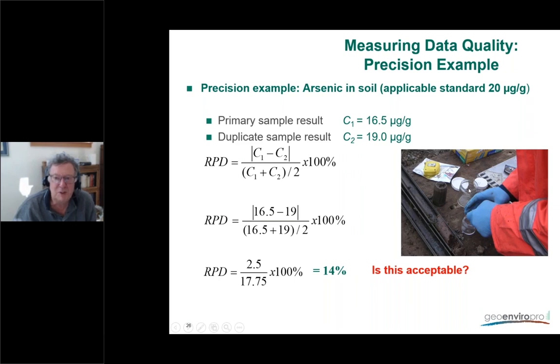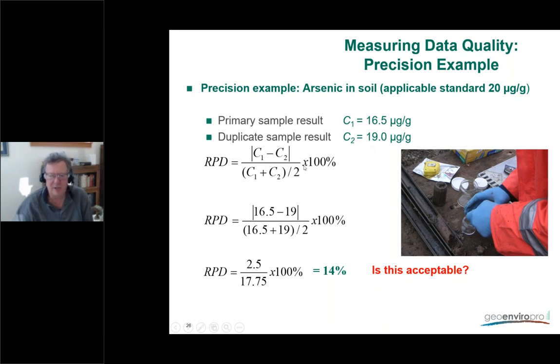We rarely do that because you'll lose volatiles, for example. So we fill up the jars usually consecutively, so they're not true duplicates. You need to remember that. In this example, one jar for arsenic came back with 16.5 microgram per gram. The other sample, the duplicate, came back with 19.